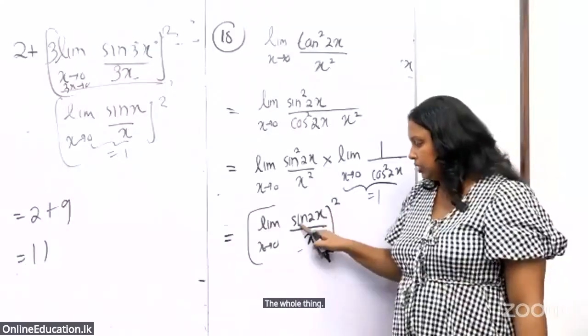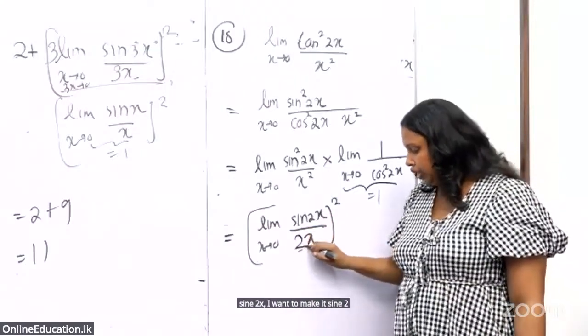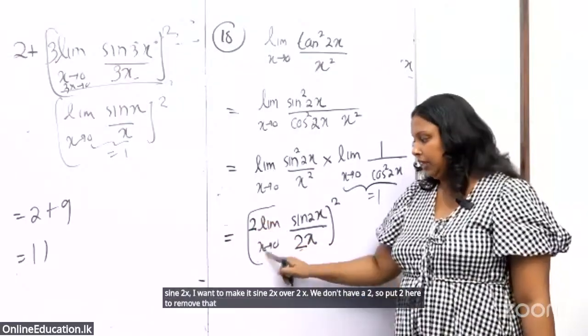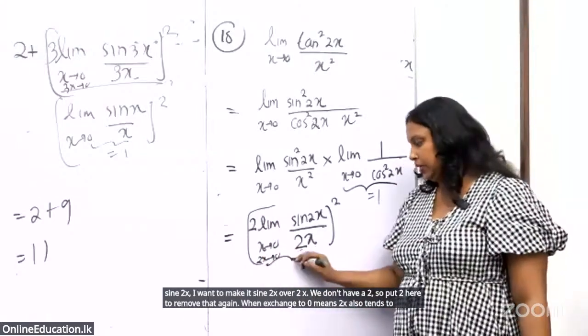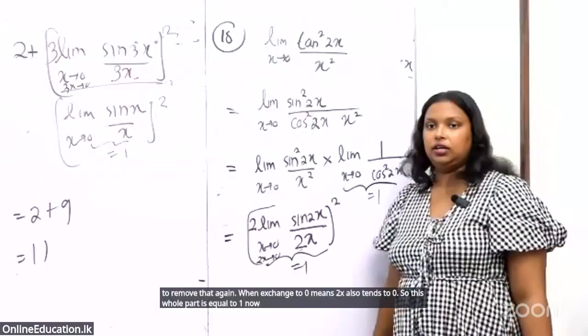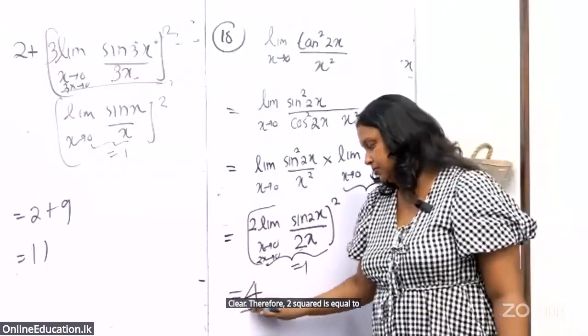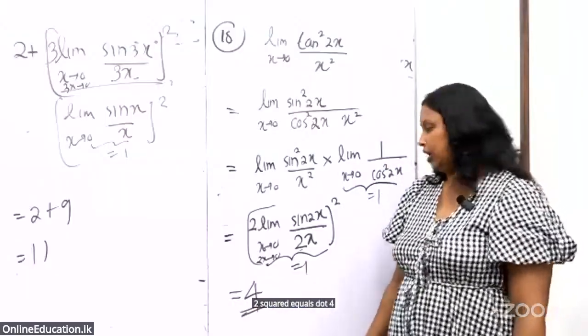So the whole thing is sin 2x. I want to make it sin 2x over 2x. We don't have a 2, so put 2 here to remove that again. When x tends to 0, 2x also tends to 0. So this whole part is equal to 1 now. Clear? Therefore, 2 squared is equal to what? 4. 2 squared equals to what? 4. Raise hands also can understand this.